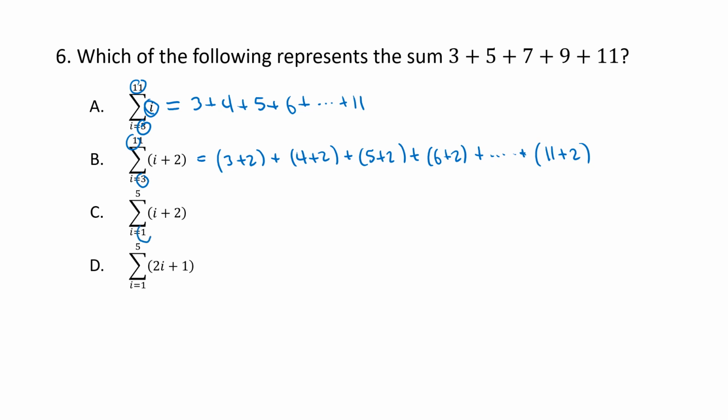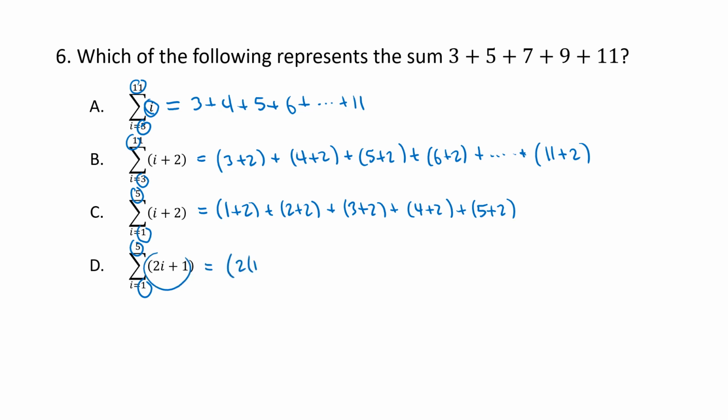That's not even close to what we want. This next one, i starts at 1 and ends at 5, but again my formula is i plus 2. So that's going to be 1 plus 2 plus 2 plus 2 plus 3 plus 2 plus 4 plus 2 plus 5 plus 2. But again, that's not right, because that's 3 plus 4 plus 5 plus 6 plus 7. And again, not the sum that we want. So process of elimination, we know it's got to be D, but let's just check it out.